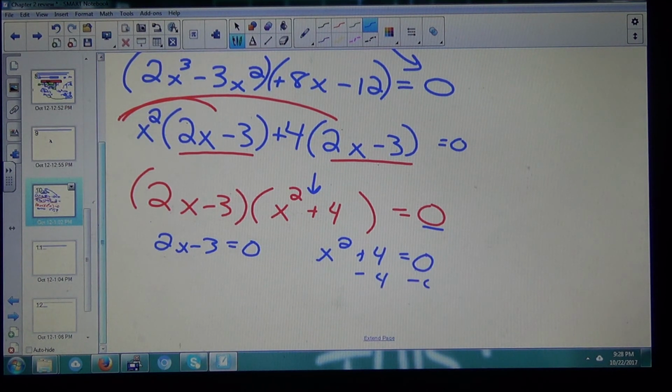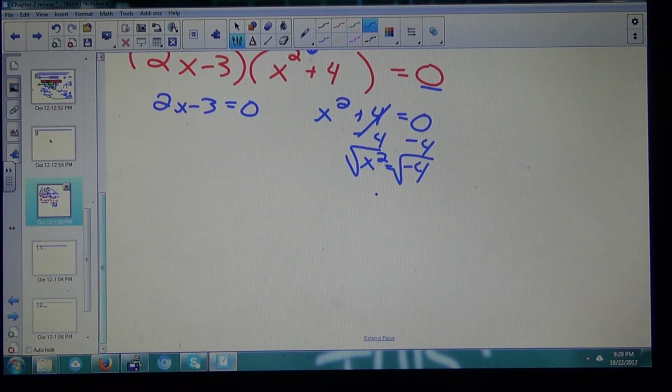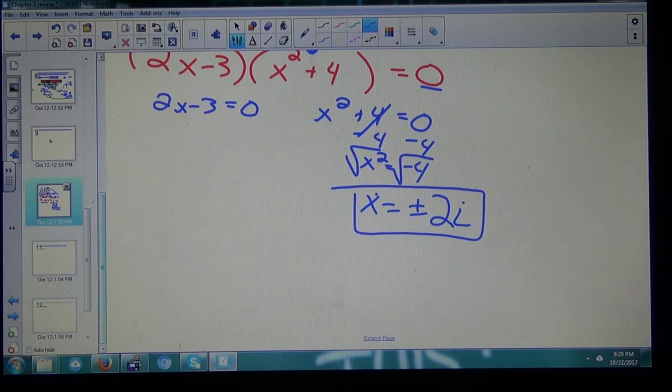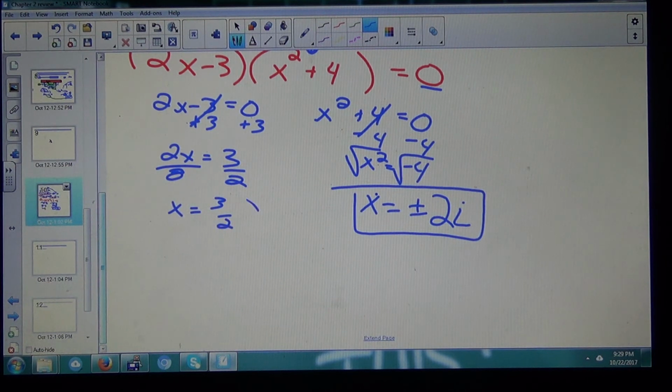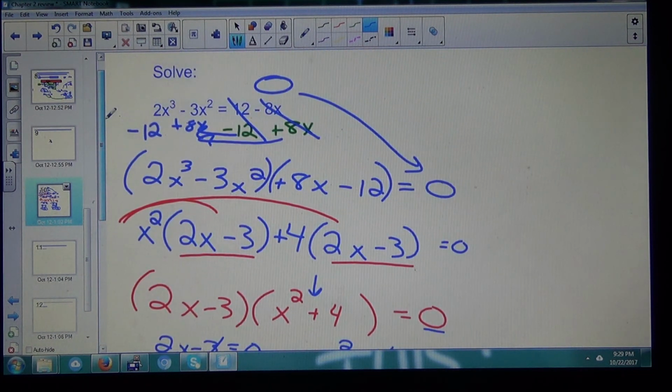I'll minus the 4 over, I get x squared equaling -4, and then you do what to get rid of a square? Ooh, nice, a square root of a negative, what does that turn into? An i? And what's the square root of 4? 2. So now I got two imaginary numbers, those don't cross the x-axis. And then how do I find the other answer here? Divide by 2. And then I get x equaling 3/2. So this actually has one crossing on my graph. How many answers are here? 3? What was the power to start with? Power of 3.